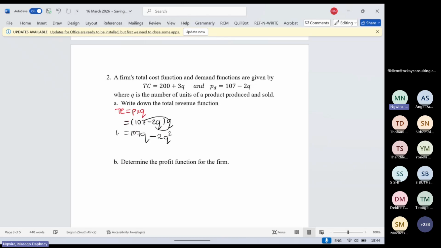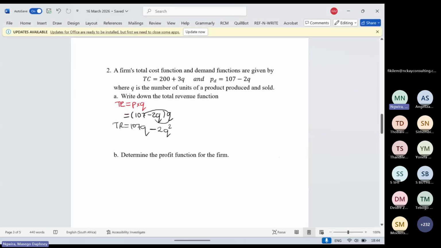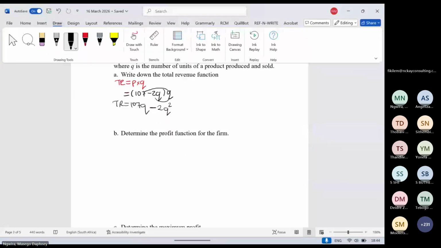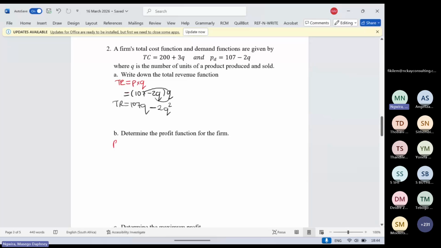Again, because it has a square, it means that this is a quadratic function. And then now we move on to number B. Number B says determine the profit function for the firm. If you can remember, profit is equal to total revenue minus total cost, TR minus TC.